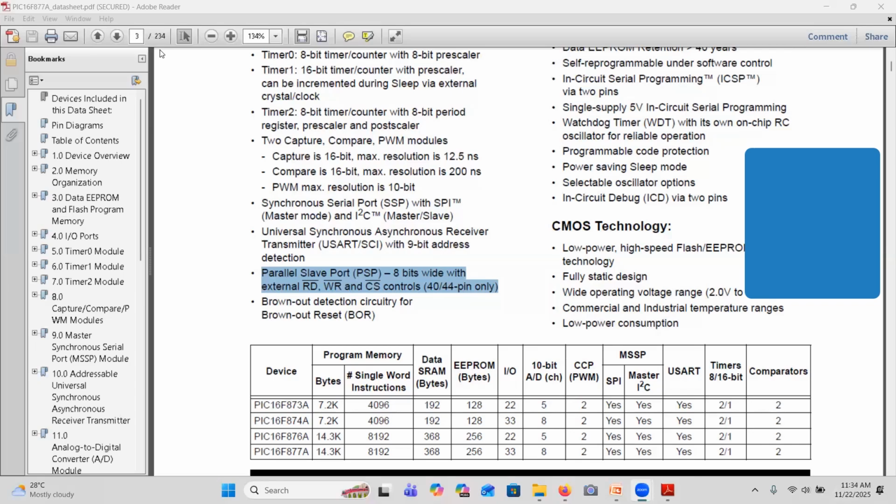Yes, sir. Like the interfacing, whatever display or actuators we use, they will also have I2C or SCI. So that factor is also considered, right, sir?